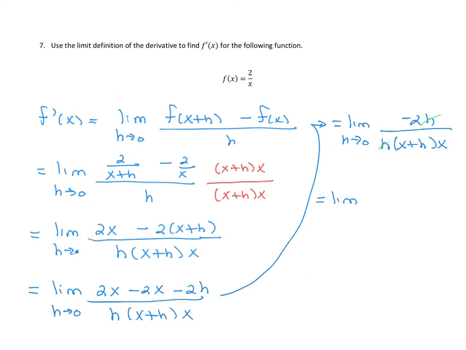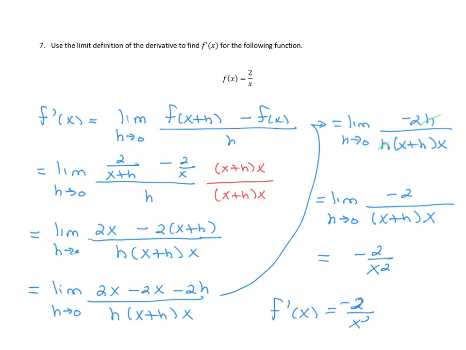The reason is, the limit as h goes to 0 of the function 2 over x plus h and x is written in a way where you can now just put 0 in place of this h. And in fact, when you do, this is x, and this is x, which is x squared. So this is -2 over x squared. This is the formula, f prime of x, the derivative of 2 over x.